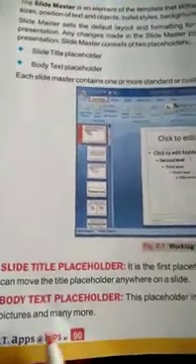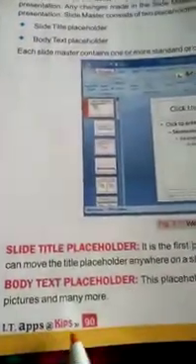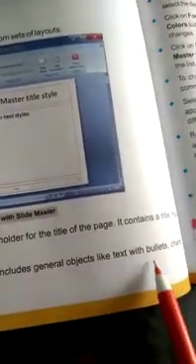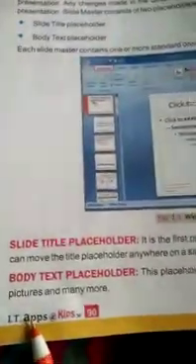Next, body text placeholder. This placeholder includes general objects like text with bullets, charts, pictures and many more.